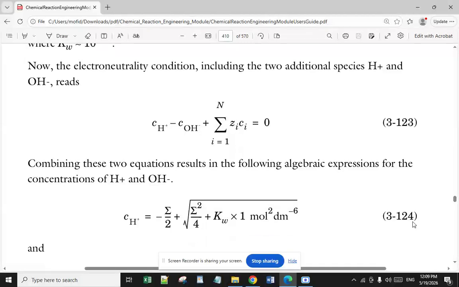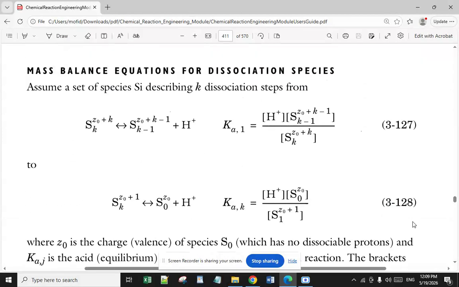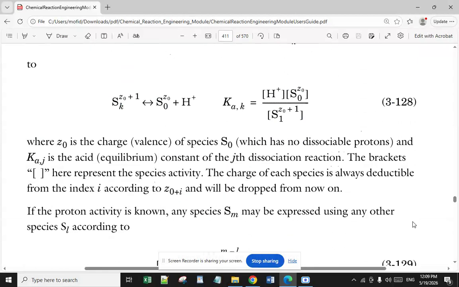Combining these two equations results in the following algebraic expressions for the concentrations of H+ and OH-. Mass balance equations for dissociating species: assume a set of species psi describing co-dissociation steps. From these equations, where z_0 is the charge of species S_0, which has no dissociable protons, and chi_alpha,j is the acid equilibrium constant of the j-th dissociation reaction. The brackets here represent the species activity.